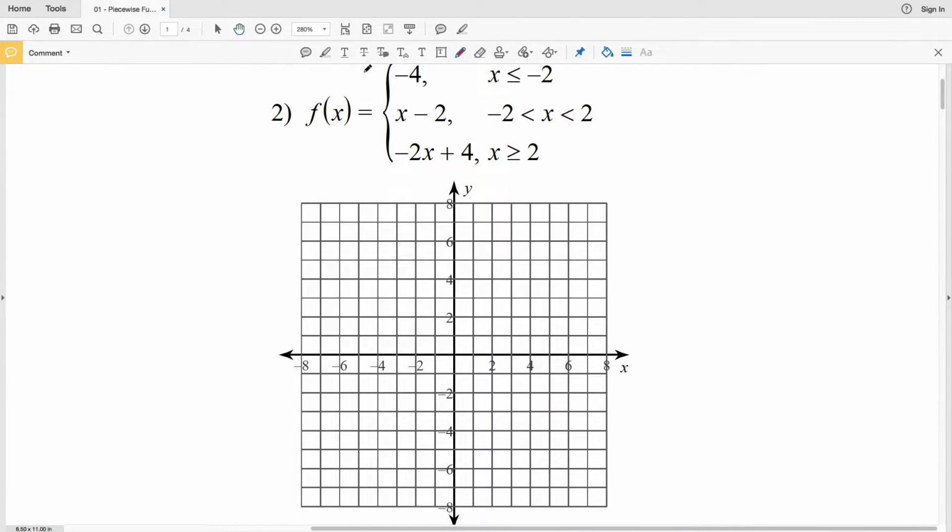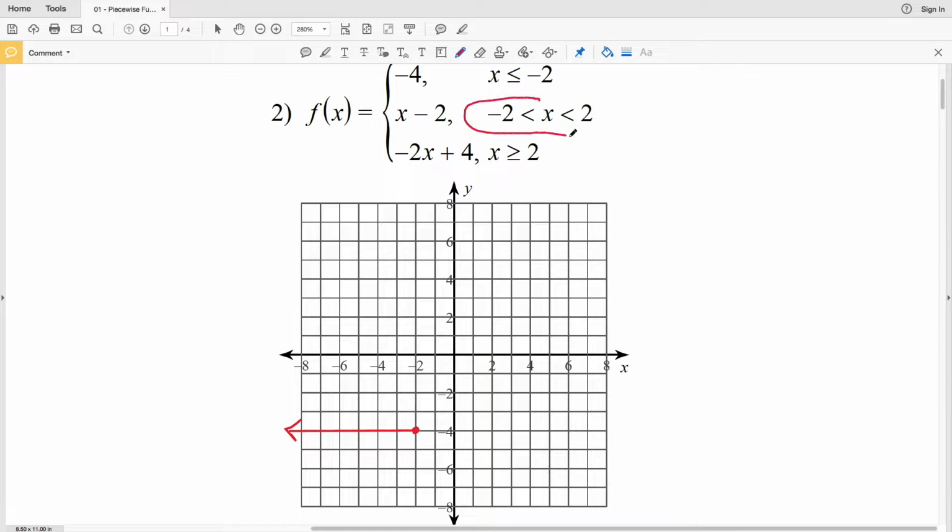For number 2, we have f of x is equal to negative 4 for values where x is less than or equal to negative 2. So I'll go ahead and graph that since it's going to be a horizontal line. So f of x is negative 4 for values less than or equal to negative 2. So up until x is equal to negative 2, all our y values are going to be negative 4.